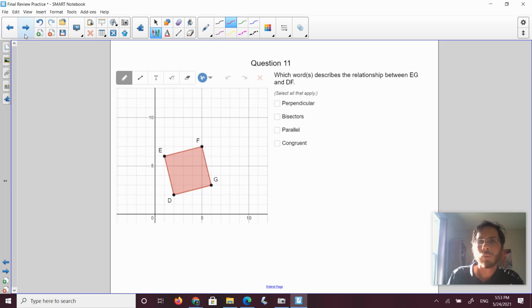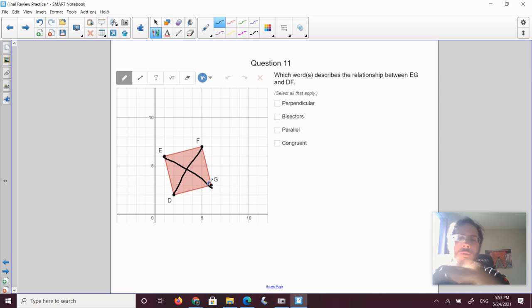So for question 11, what words describe the relationship between EG and DF? We've got to be careful here because EG and DF are the diagonals. So it's not going to be the sides. We're looking for the relationship between the diagonals. Those diagonals definitely cross, so they're not parallel, so I'm not picking that one. So what we want to do is see what shape we have.